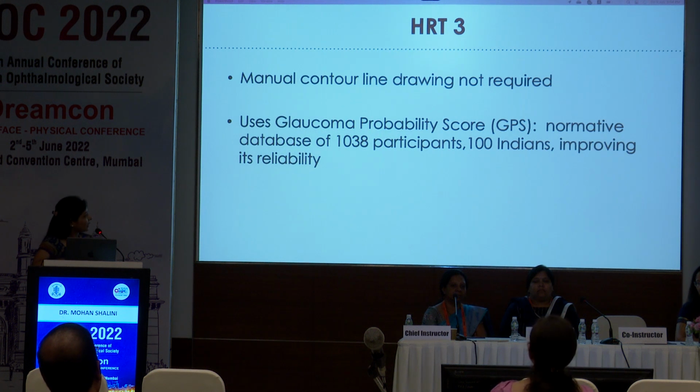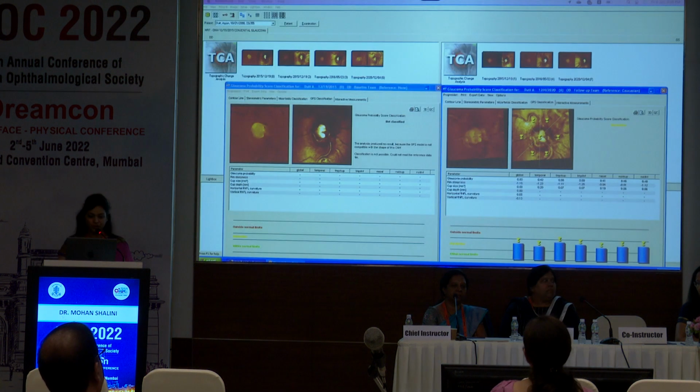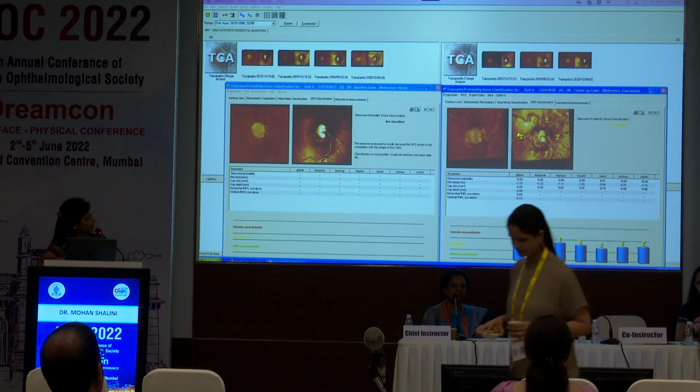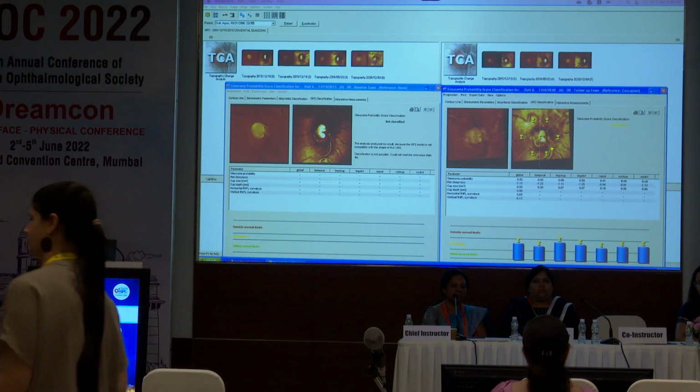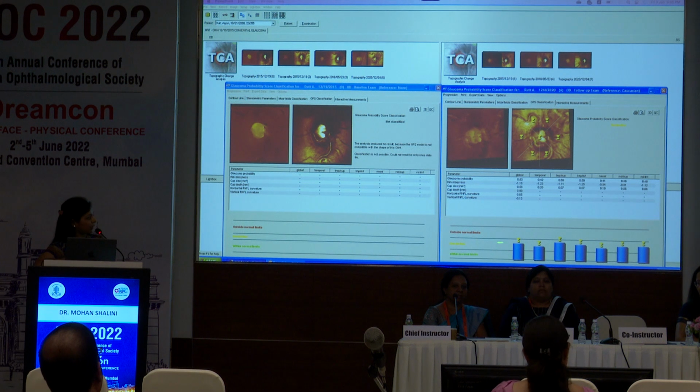Other than MRA, it gives a glaucoma probability score, which helps us tell whether the patient has glaucoma or not. This is how the glaucoma probability score looks. So without the contour line, the computer is calculating whether it is falling outside the normal range or the borderline, which is all yellow in color. Basically, it gives you rim parameters and the cup parameters and the RNFL parameters.